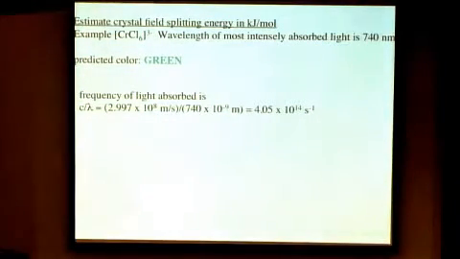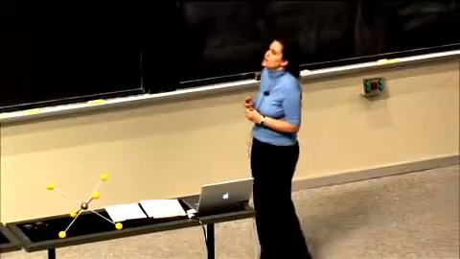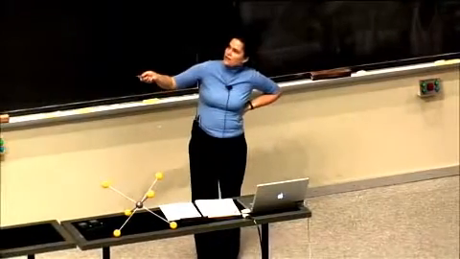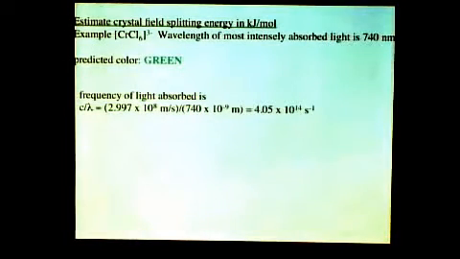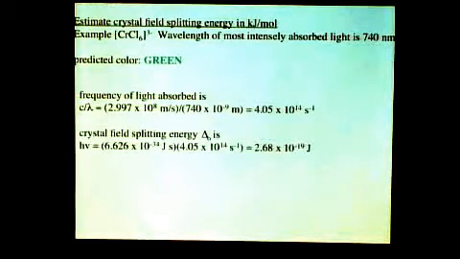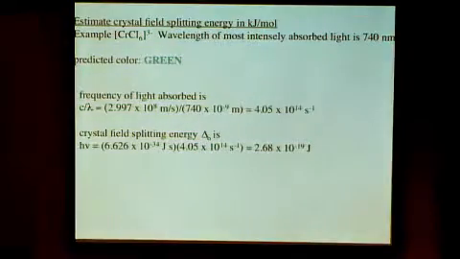All right. So we can actually calculate the frequency of the light absorbed. So we were given the wavelength, and use speed of light and plug in your wavelength, and you can come up with a frequency, 4.05 times 10 to the 14th per second. Then we can calculate from that the crystal field splitting energy. And so we use Planck's constant, and we have our frequency, and we calculate 2.68 times 10 to the minus 19th joules. Am I done with the problem?